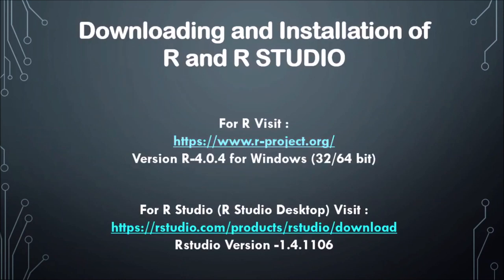To download and install R and R Studio, you need to visit these two websites. For R, you need to visit www.r-project.org, and for R Studio, you need to visit rstudio.com, and then go to the download section. But before installing R Studio, you need to have R in your system. So we have to first install R in our system. For that, we will visit www.r-project.org.